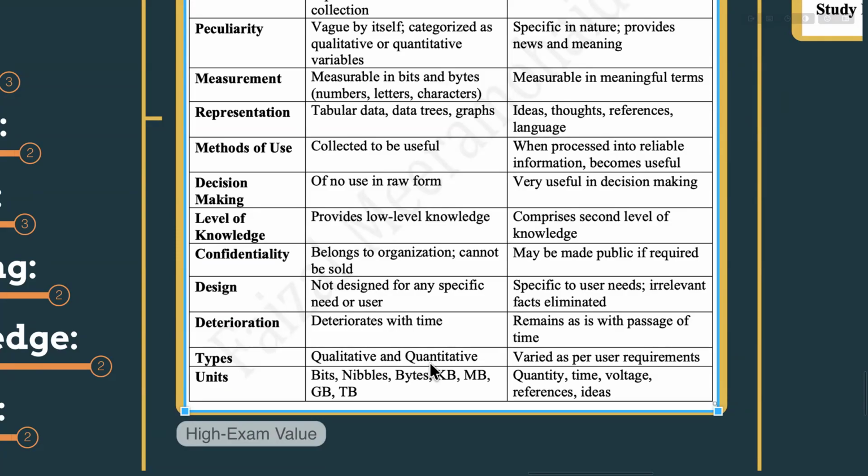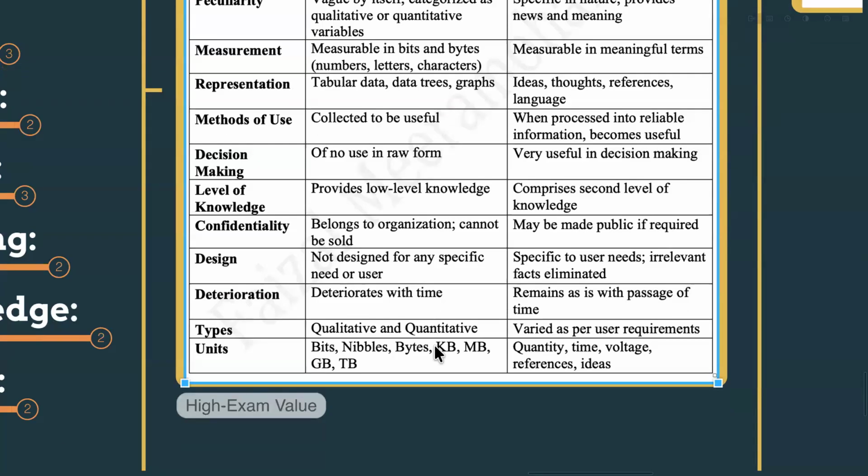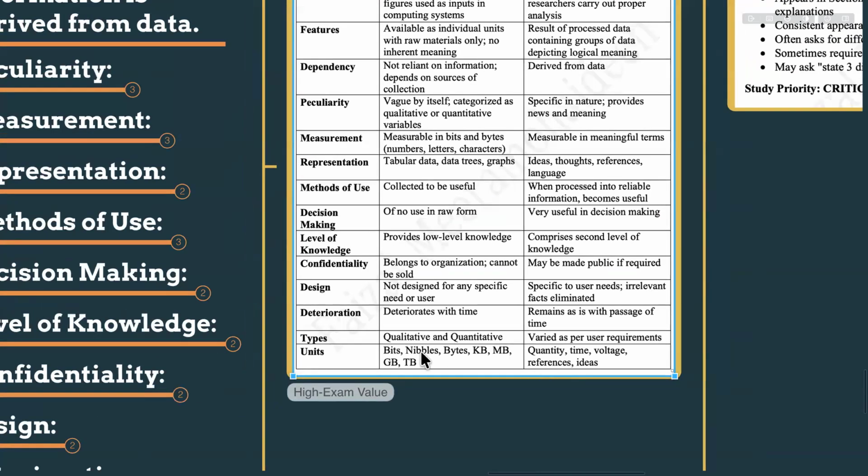Data comes in very simple terms: numbers, words. But information can be presented in many creative ways depending on who needs it, right? As well as the units: bits, nibbles, bytes, KB, MB, GB, but it's all about quantity, time, voltage. Practically, we can say the database is 500 MB, that is data. But information is that the database contains all customer orders from the last 5 years. That is actually the information. So data is measured in computer terms, information is measured in human terms.